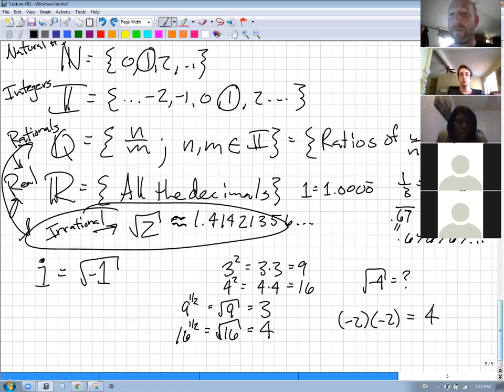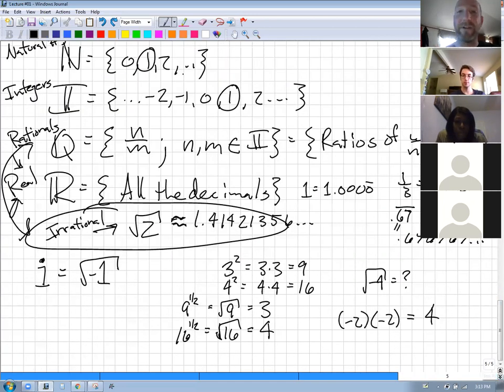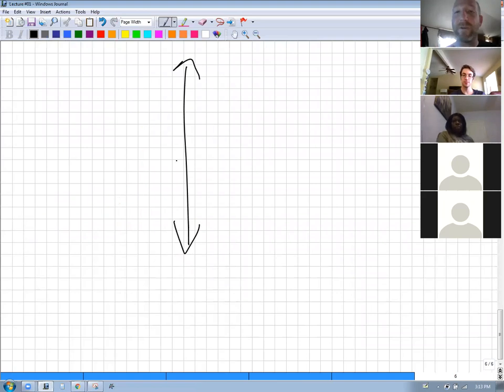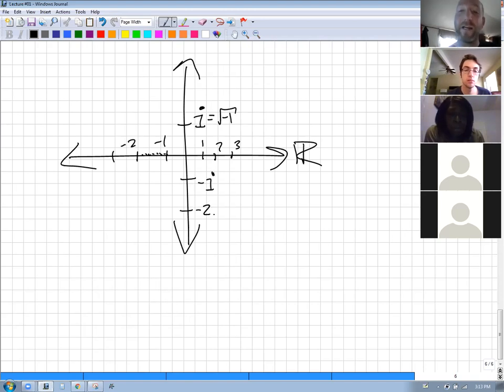So you have a number line here, right? But it turns out that we actually have a number plane. So here's your real numbers: 1, 2, 3, -1, -2, and of course all the fractions and such. So what we do is we take this i, again the square root of -1, and we have -i, we have -2i, we have positive 2i, and it goes up and down.